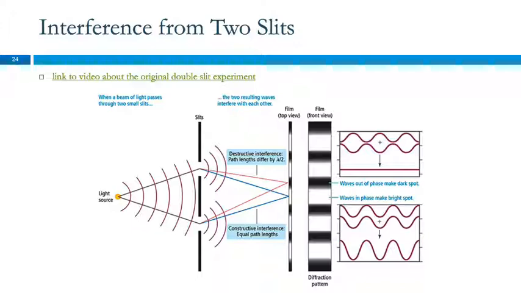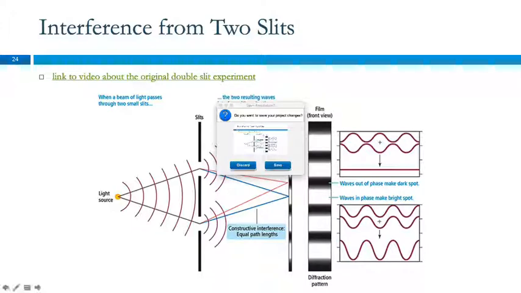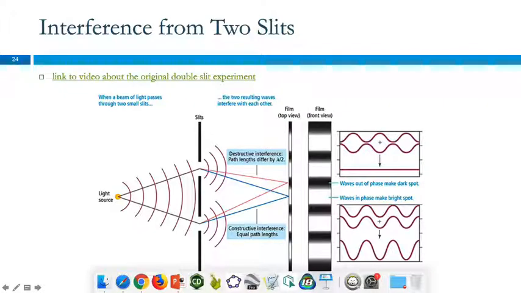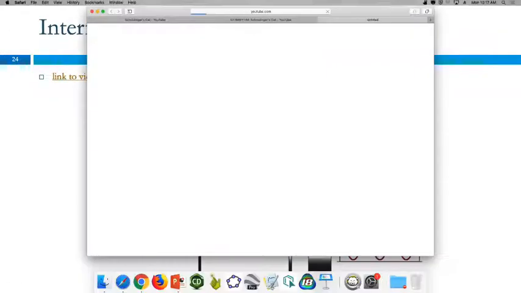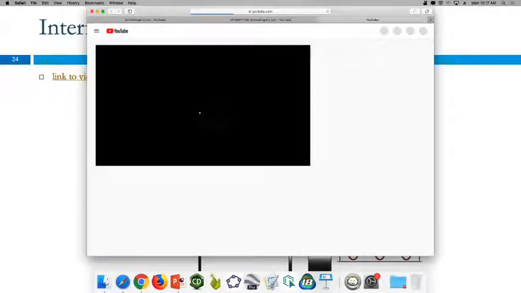So I'm going to show you a video which does a much better job of this than we're talking about it. And then we can look at the diagram again. Come on. There we go. It only took forever.